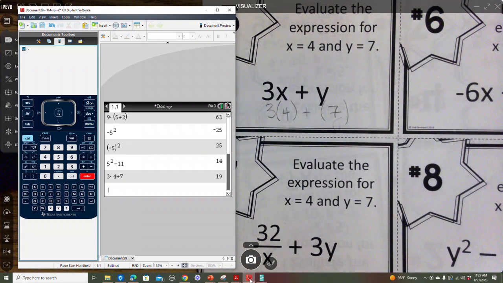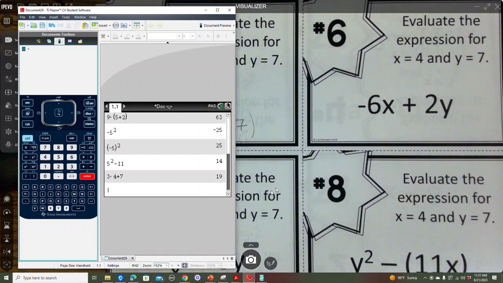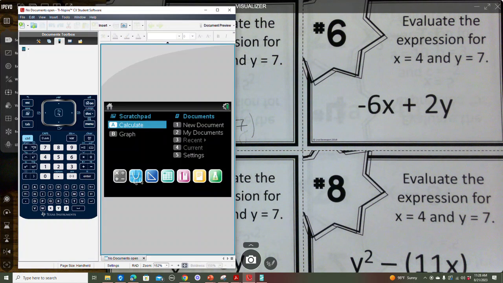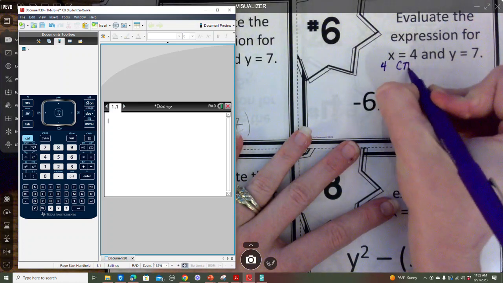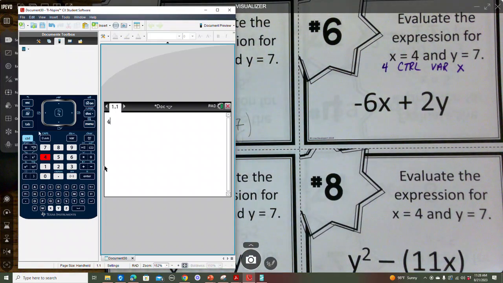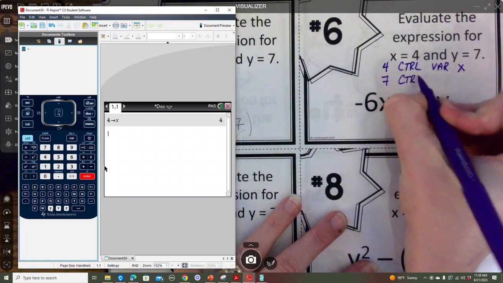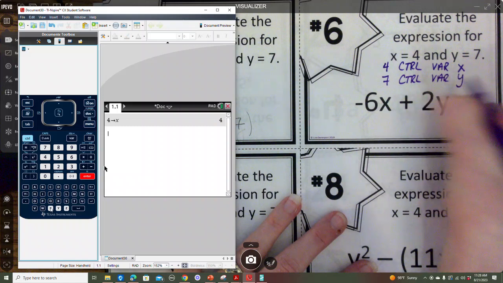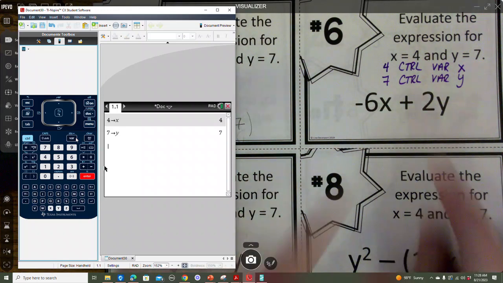So now I'm going to do it using the calculator hack so you can see what it looks like with two numbers. So if I'm using that control var, I want a red X. Don't save, and I want to start fresh. So X is 4, so I'm going to press 4, control var, and then X. 4, control var, X. And now my calculator picked it up. And then 7, so I'm going to do 7, control var, Y. 7, control var, Y. And now it's set.